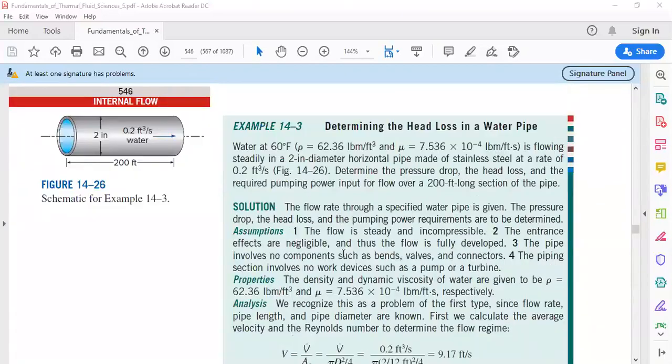Let's check this example. This is again a pipe. Here in the English units, the procedure would be the same no matter what unit system is used. So this pipe is of 2 inches diameter. The volume flow rate is 0.2 cubic feet per second. The flowing fluid is water.